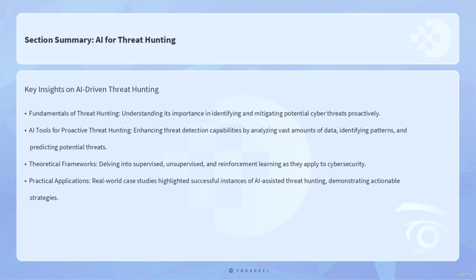Real-world case studies and examples were presented to illustrate the practical application of the concepts and tools discussed. These case studies highlighted successful instances of AI-assisted threat hunting, demonstrating how theoretical knowledge translates into actionable strategies. Through these examples, you were able to see the tangible benefits and outcomes of employing AI in threat hunting workflows.